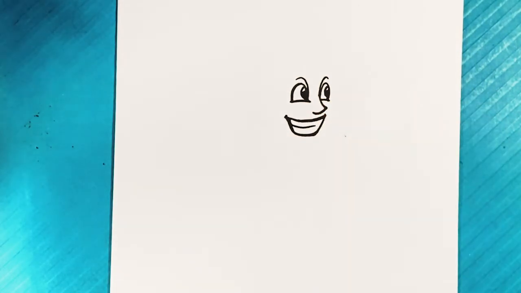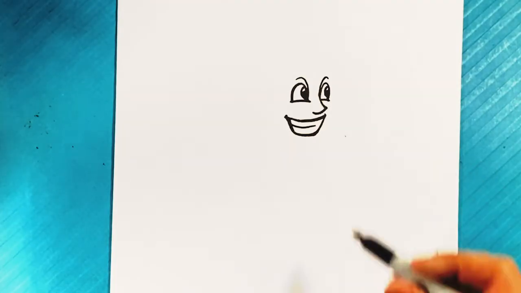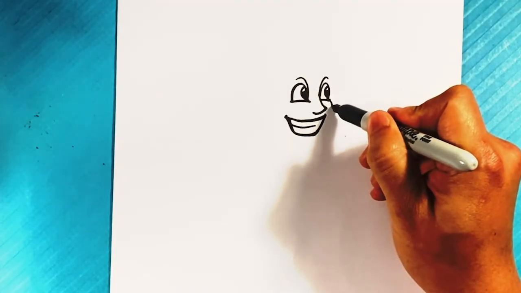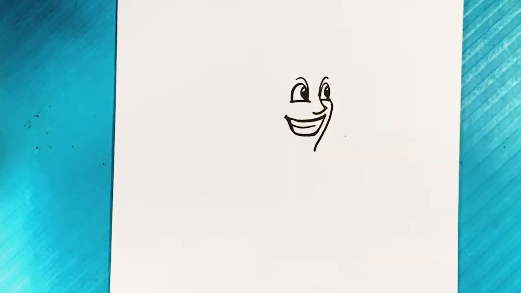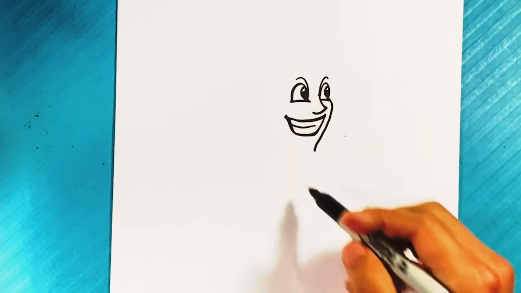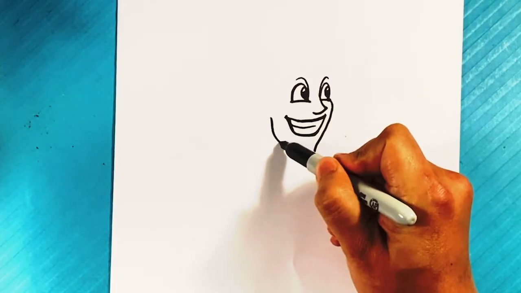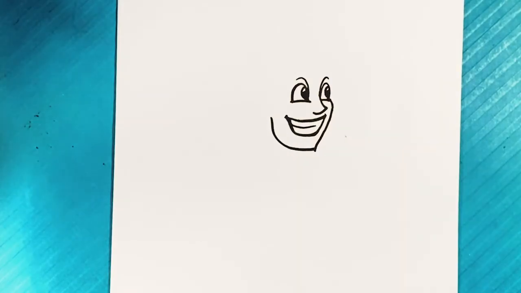Line across like so. Out over here, down for the side of the face. Go over here, curve for the underside of the face.